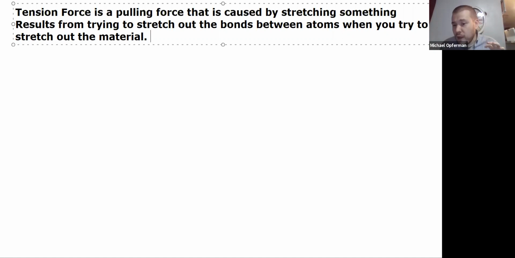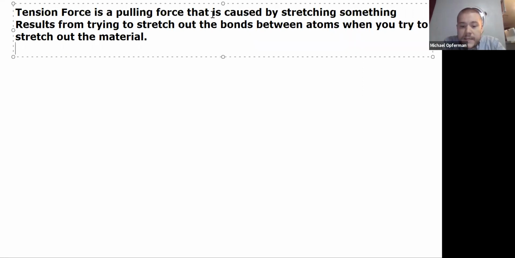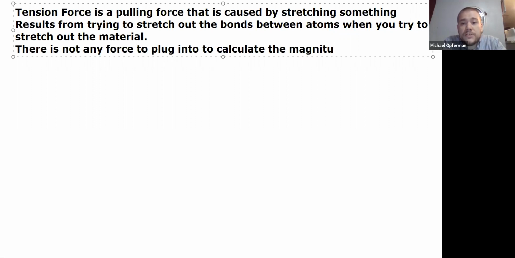So that effect is basically multiplied by Avogadro's number when you try to stretch out a real material and all the atoms are getting pulled away from each other. They're all going to pull back and give you this force that we generically call tension. We are not going to make any attempt right now to model this on the microscopic level or even write down a formula at this moment for how you calculate the tension force. So at this point in time, there's not any formula to plug into to calculate the magnitude of the tension force.